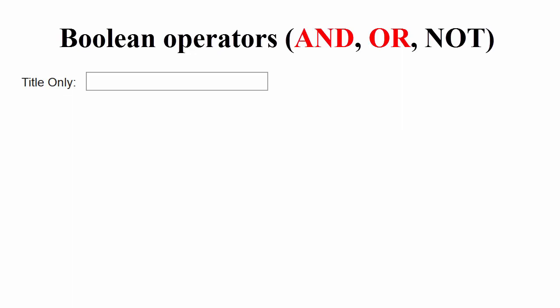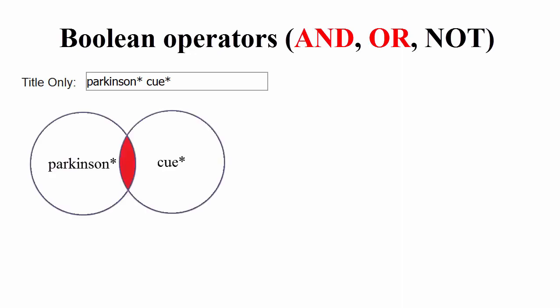For example, if you are searching for research on the use of visual and auditory cue training for people with Parkinson's disease, you could enter the terms Parkinson asterisk and cue asterisk in the title field on the PEDro Advanced Search page. As all items entered into a search field are automatically combined with and, all articles containing both the words Parkinson and cue in their title will be returned.